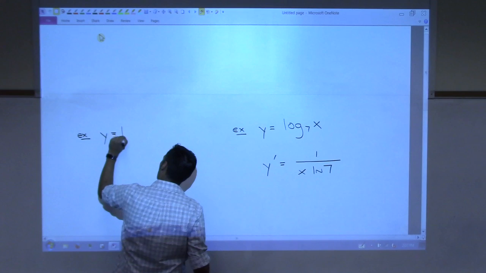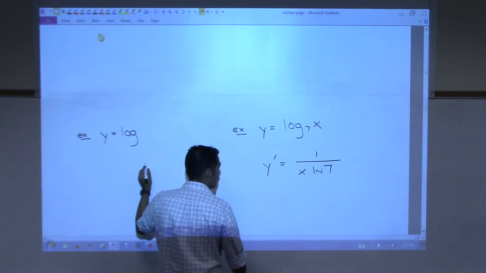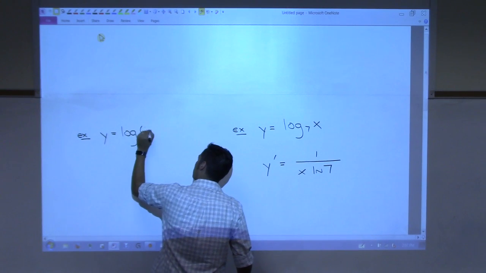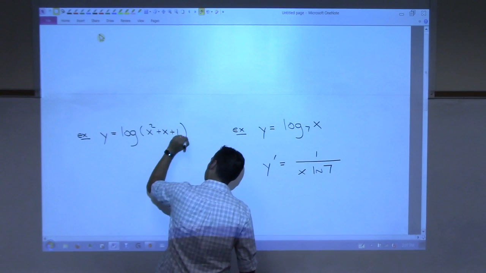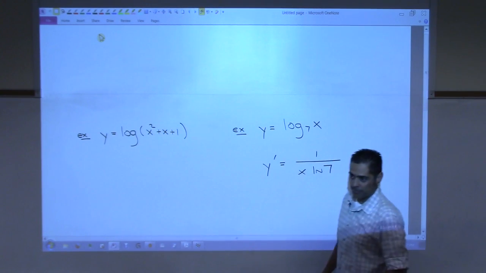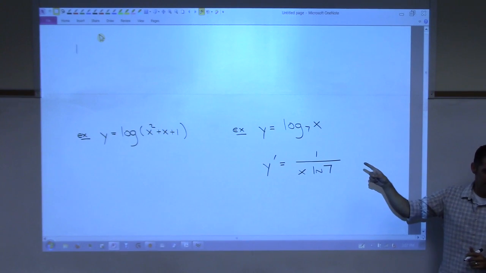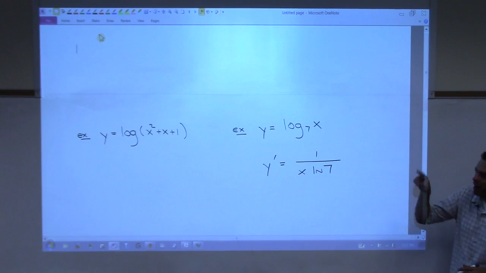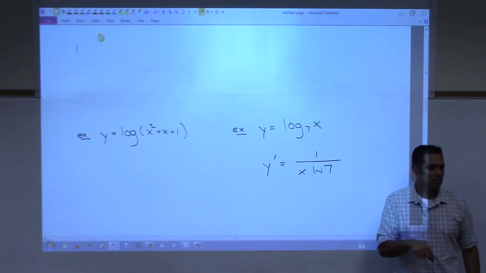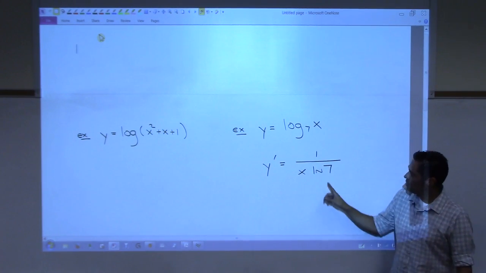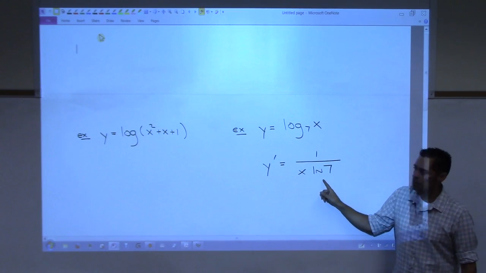Y is equal to log base, or how about I don't write base? How about I just write log, and then inside I put x squared plus x plus 1. That's not a problem because it's assumed that that's log base 10. So if you write log without a number down here, it's assumed that that's a 10. You need to know that, because when you come to do that part with the natural log of a over here, you need to know that that's a 10.